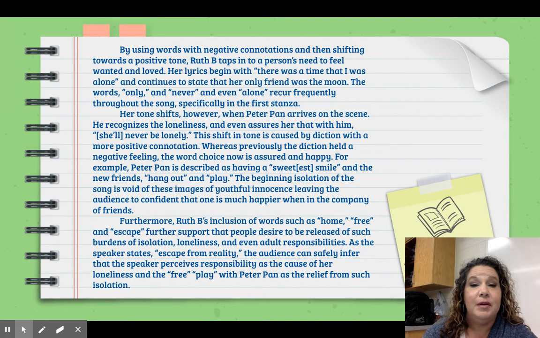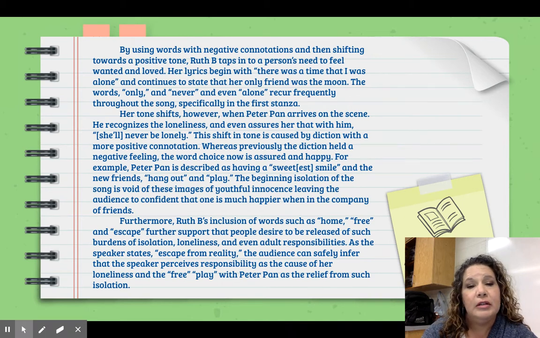Her lyrics begin with, "There was a time that I was alone," and she continued to state her only friend was the moon. Then I recognized that her tone shifted to a more positive connotation when Peter Pan arrived on the scene, and that even he recognized the loneliness. And this tone shift is what's caused with the diction and caused a more positive connotation. Furthermore, Ruth B's inclusion of words such as home and free and escape are what led me to my claim statement that she needed the escape from reality and the escape from adulthood.